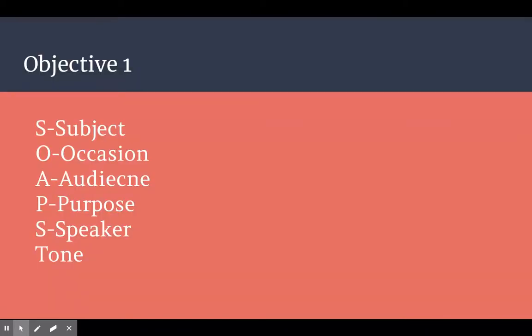So in objective 1, you need to make sure you know SOAPS tone. So subject, occasion, audience, purpose, speaker, and tone. There might be a question like, what does A stand for in SOAPS tone? And you need to know that that's audience. So make sure you understand what SOAPS tone stands for, and you can find these things in the text that you read or the excerpt that you read.